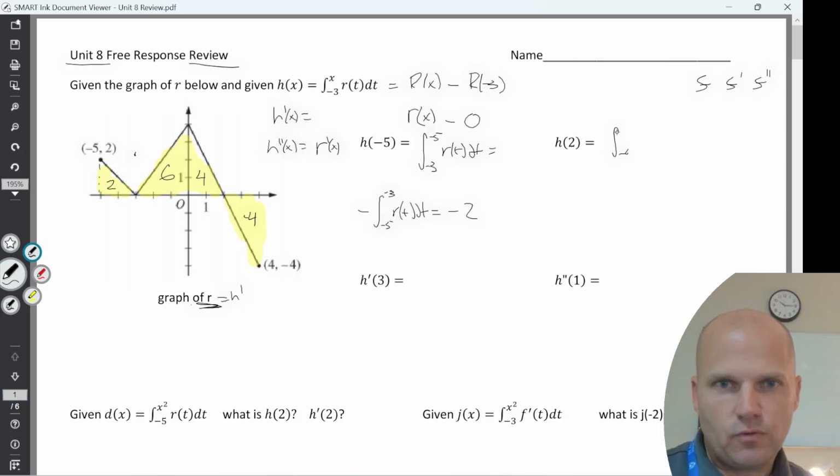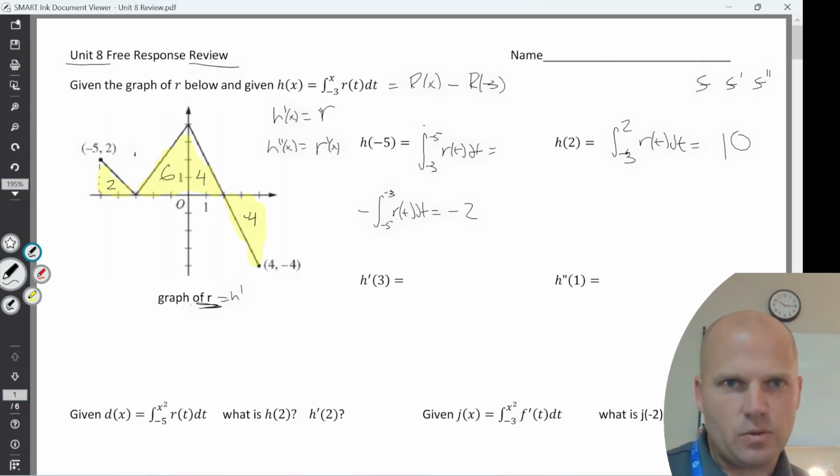If I want to go from -3 to 2, I'm replacing x with 2. I purposely use different letters just to really make sure you understand what you're doing. I'm not going to use super r. Instead, I'm just going to accumulate from -3 to 2, and I get 10. I've already found that h prime is equal to r.